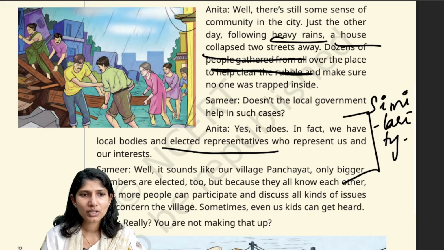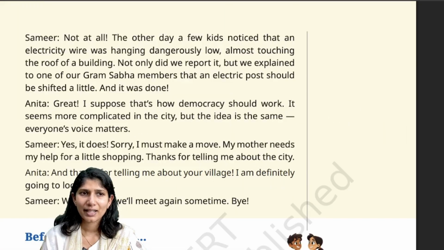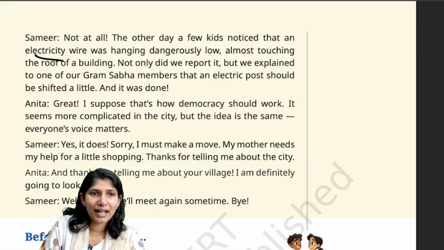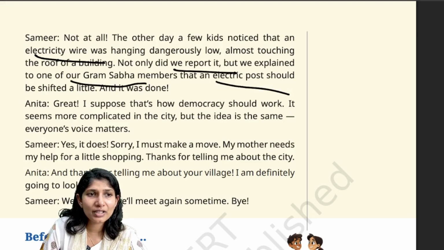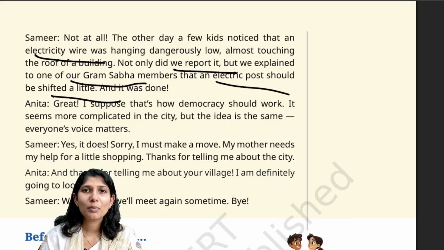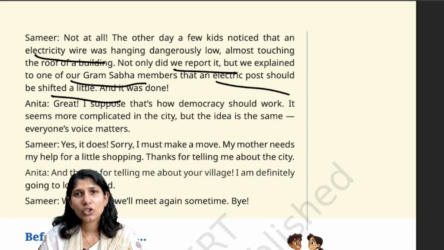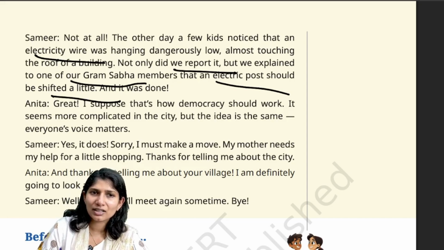So here Samir says that, yes, in our place, let's say a particular electricity wire is hanging very low. At that point of time, we did not just report it but explained it to one of our Gram Sabha members that the electric post should be shifted, and it was done. Meaning, the Gram Sabha is where participatory democracy comes in, to make sure that the Gram Panchayat will help and make it happen. Understanding? So this is one such thing that we are seeing as a similarity. What is that?